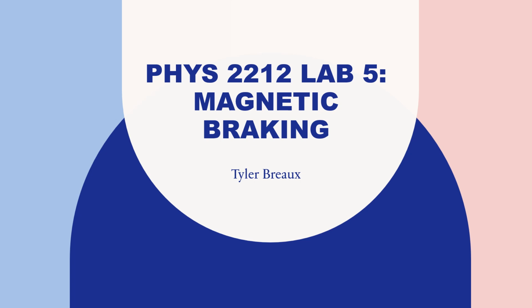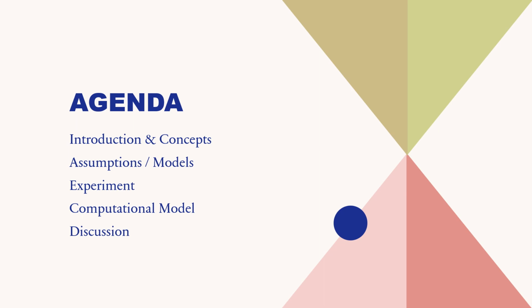My name is Tyler Bro, and this is Physics 2212 Lab 5, Magnetic Braking. We're going to start with introductions and concepts, then go into assumptions and models. We will then go over the experimental procedure and compare this with a computational model, and lastly, we will go over the discussion.